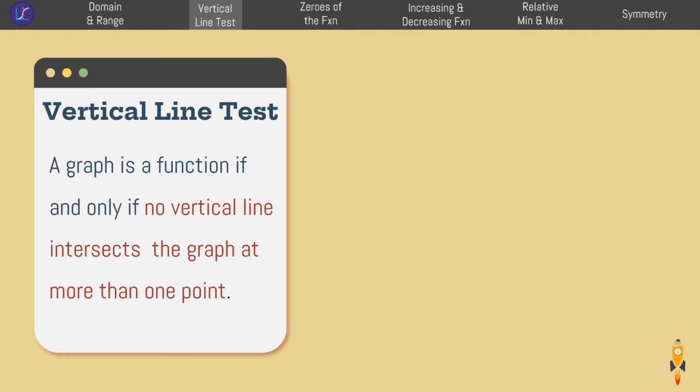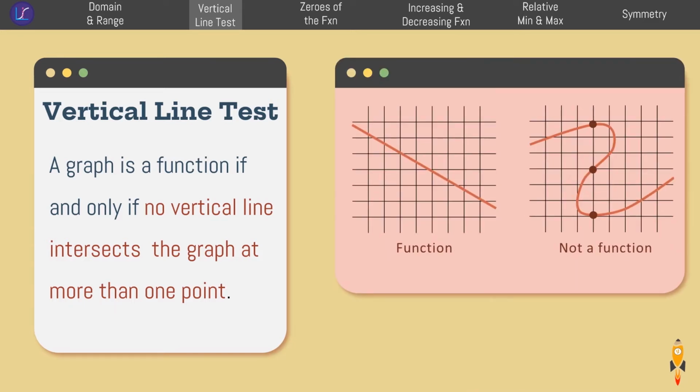What is the vertical line test? The vertical line test was also mentioned in the last video, but as a review, it is a test used to know if a graph represents a function or not. A graph is a function if and only if no vertical line intersects the graph at more than one point. Let's have an example. In this one, all vertical lines intersect the graph at only one point. Therefore, it represents a function.